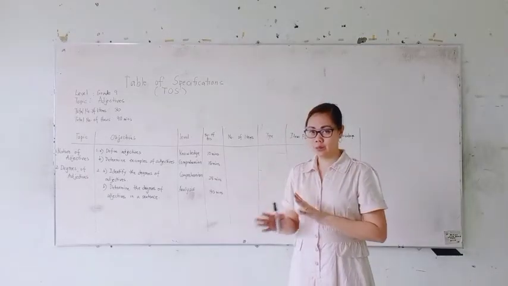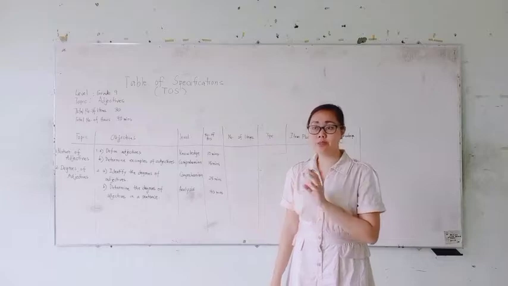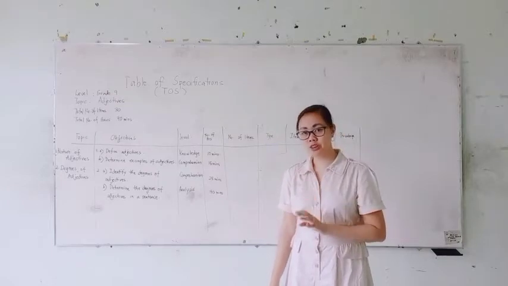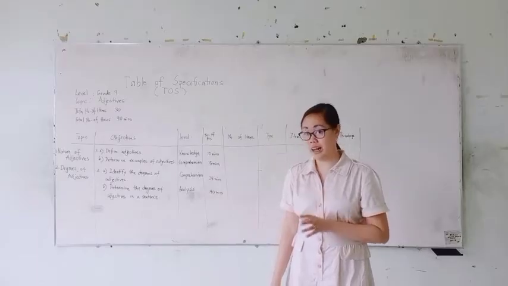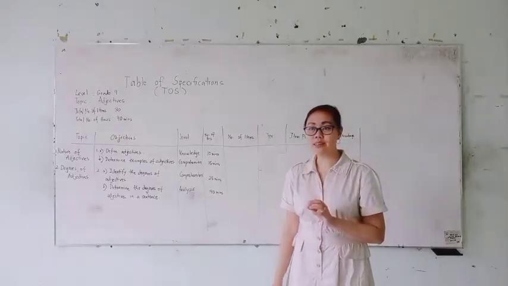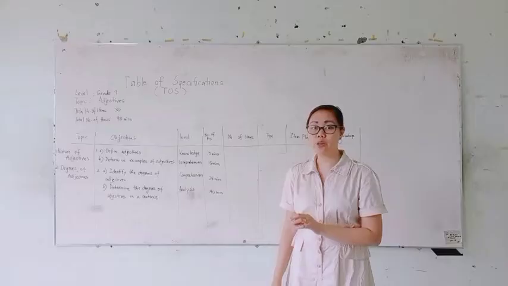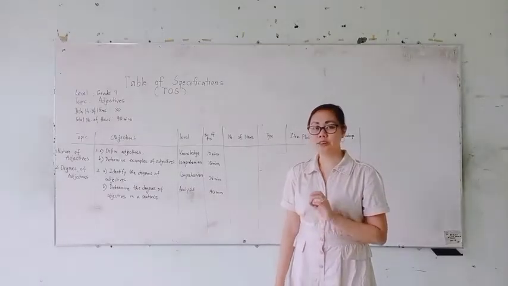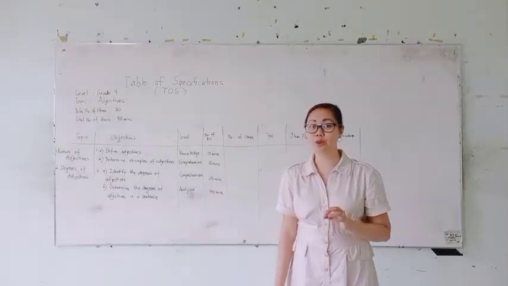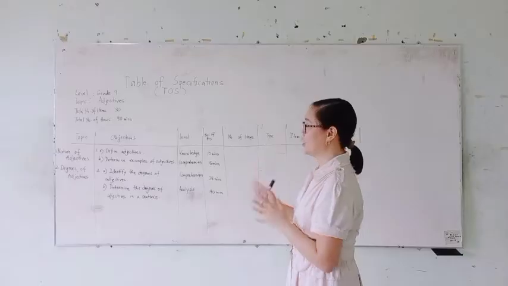Why do we need a table of specification? Table of specification is very important in order to ensure that the test that you will construct is valid and reliable. Valid in the sense that all of the topics, all of the test items which will be placed inside the TOS are those which are in the lesson plan and are those which were discussed by your teachers. Okay? Now, let us check it out.